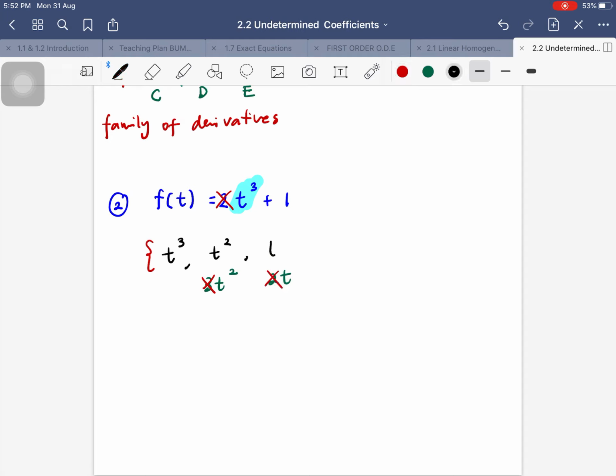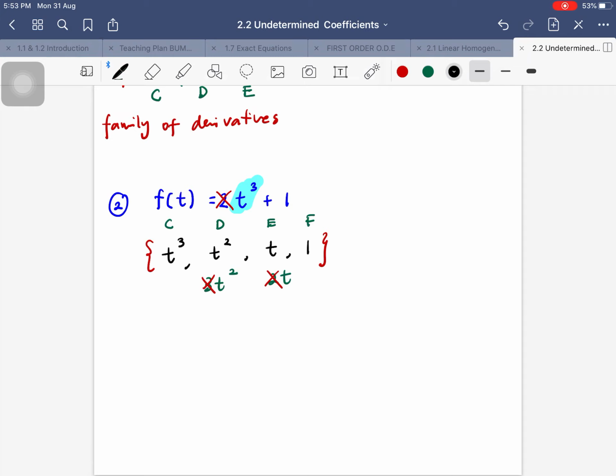So therefore, the third element will be t. And when I differentiate t, I will get 1. And that will be the end of the element, because I know that when I differentiate 1, that will be a 0. So we don't need that in here. And after that, all I have to do is multiply these by constants c, d, e, and also f.